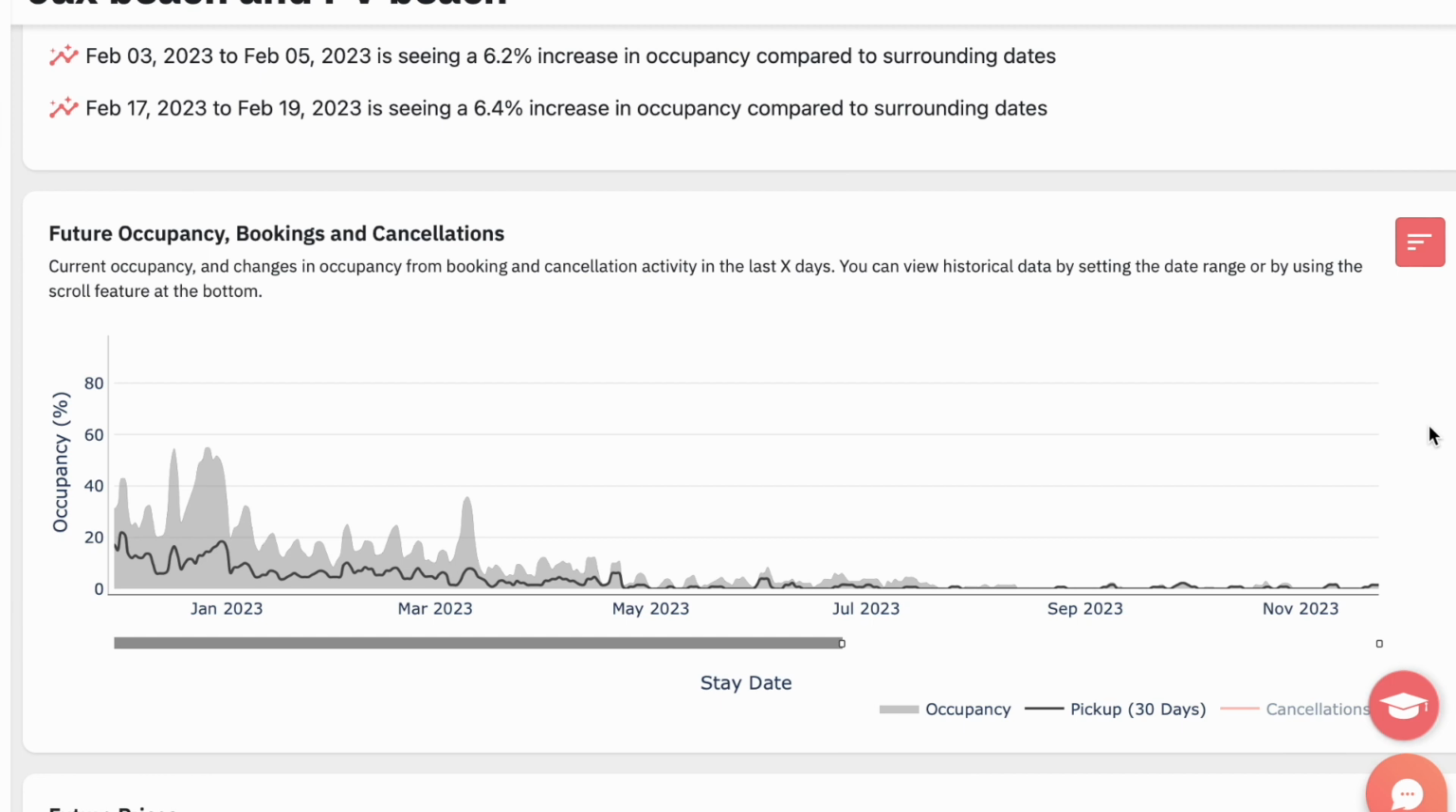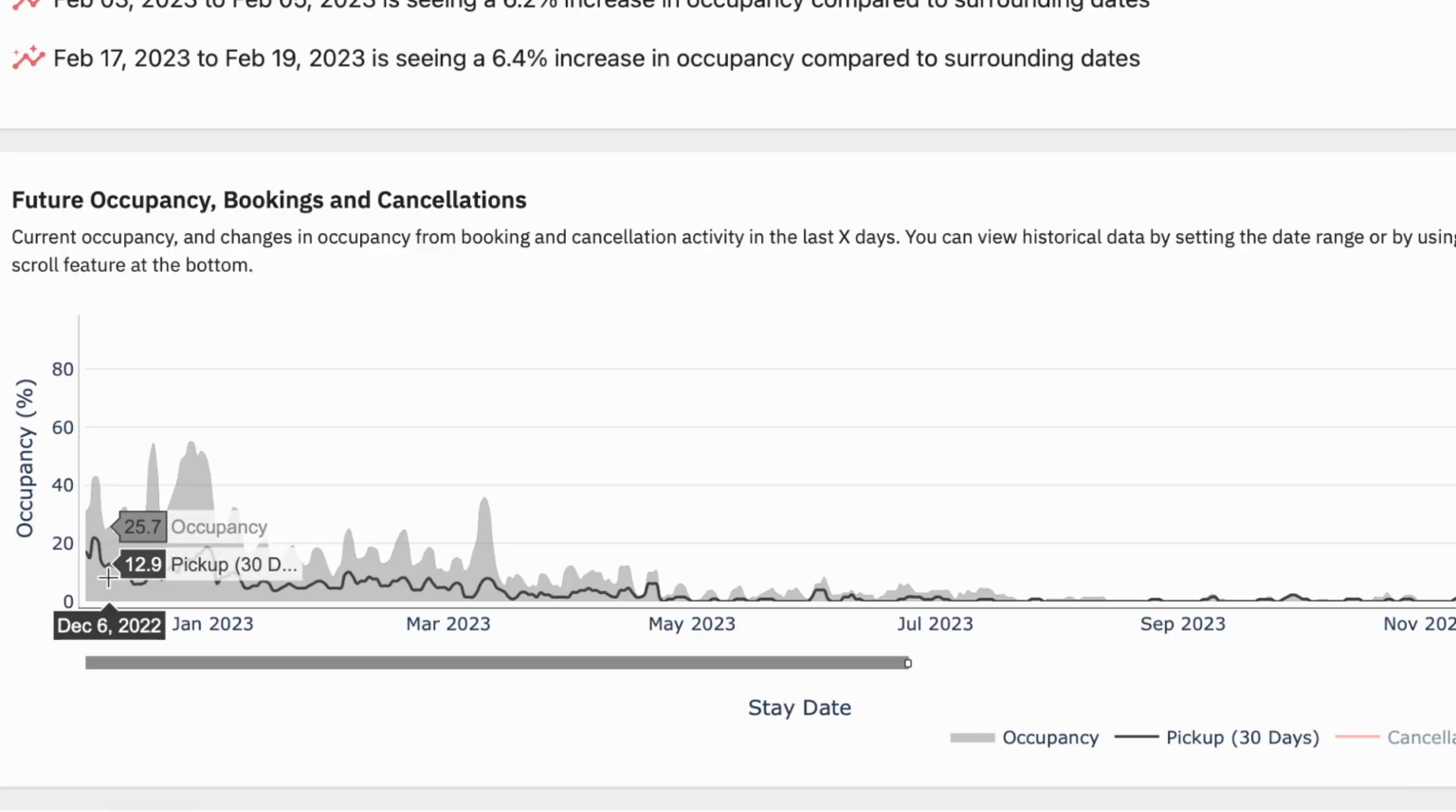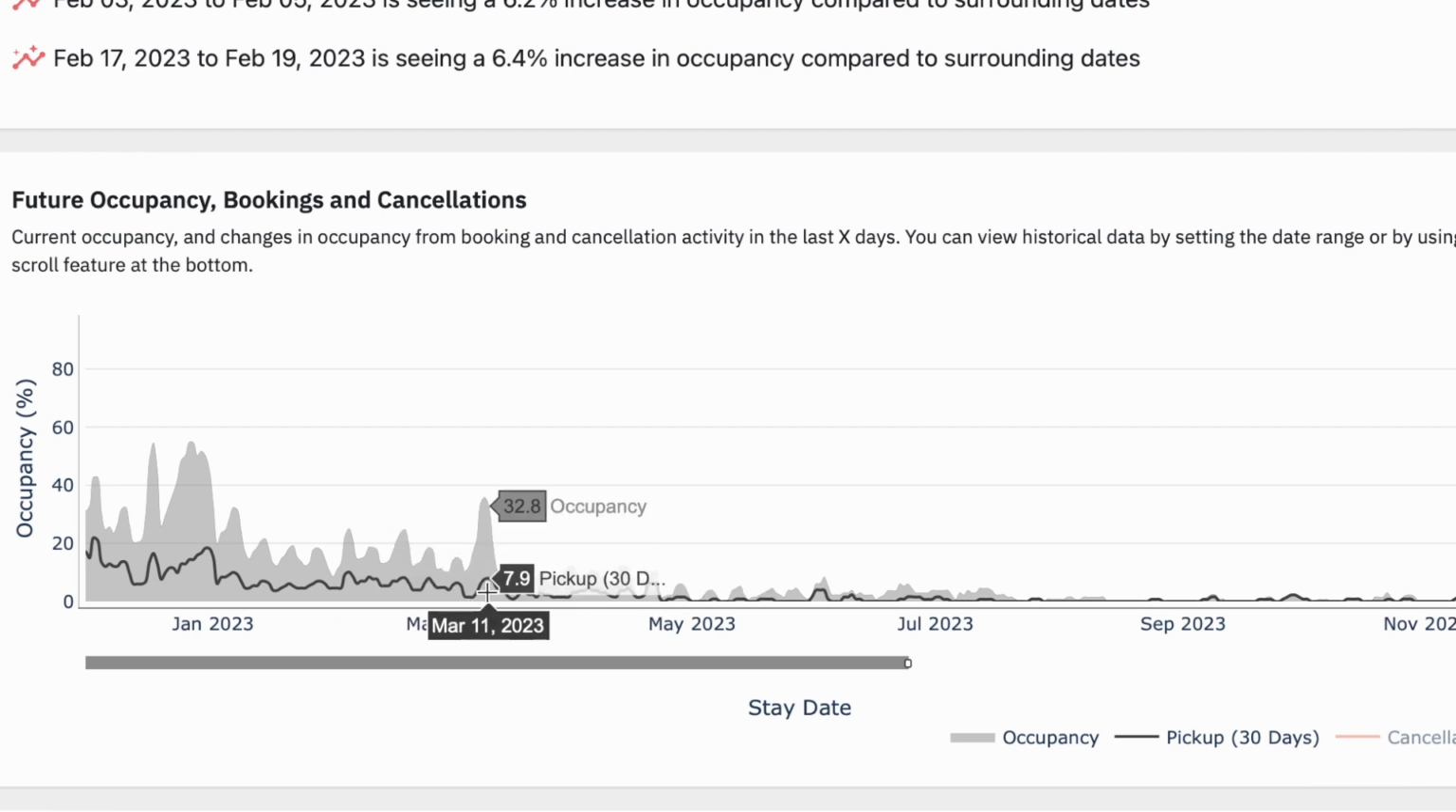Moving on, the next graph that can give you some of this information is the future occupancy, bookings and cancellations. The black line here demonstrates the pickup within the past 30 days, meaning the bookings made within the past 30 days. Obviously, that can't be reflective of people's booking habits throughout the whole year. But as you can see, people in the last 30 days have booked for more immediate stays, as well as stays that are farther out.